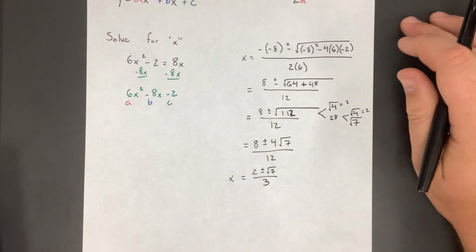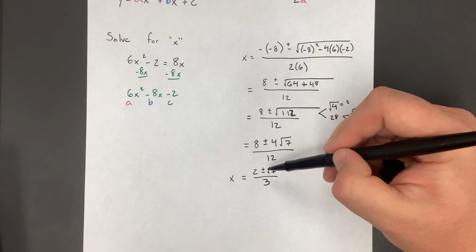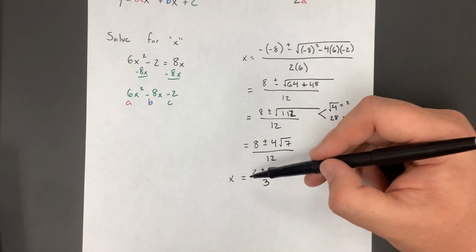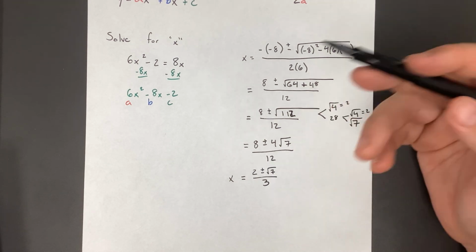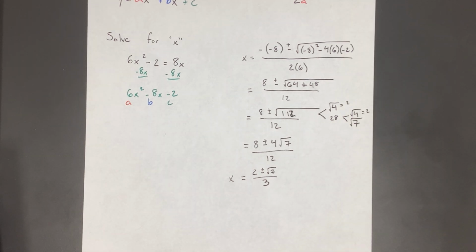Now, if it wanted you to give an approximate answer, you would just put 2 plus square root of 7 divided by 3 in your calculator as well as 2 minus the square root of 7 divided by 3 in your calculator. And those would be your approximate answers.